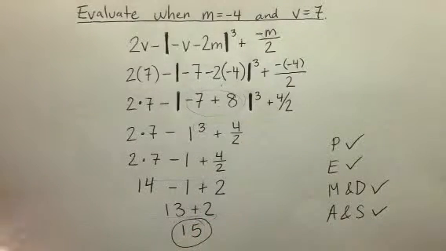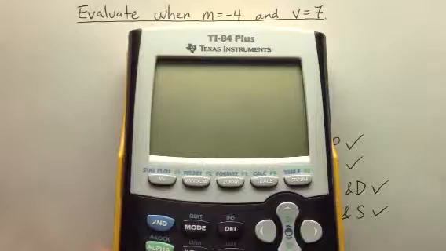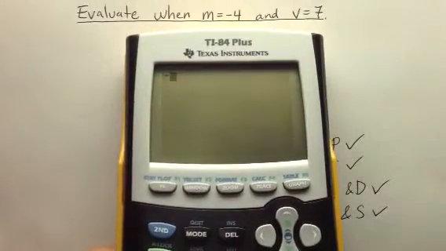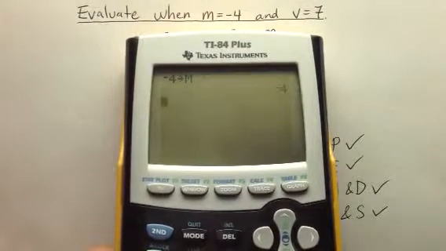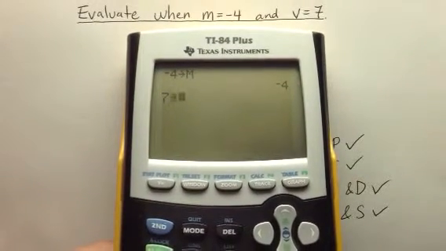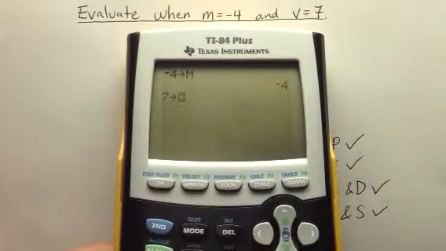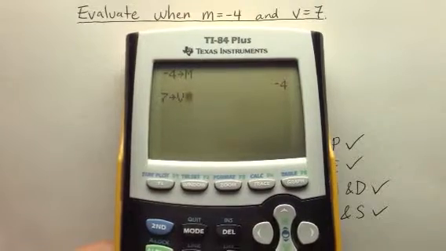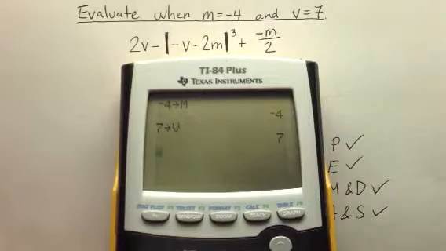Okay, now what I'm going to do is I want to use my calculator to evaluate this. I always do both and make sure that they're the same. So the first thing I'm going to need to do is to store my variables. So negative 4, store into m, alpha m, and 7, store into v, there it is. Okay. And now I'm going to enter my expression.